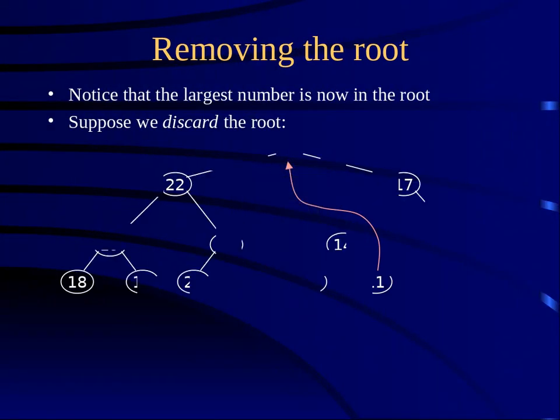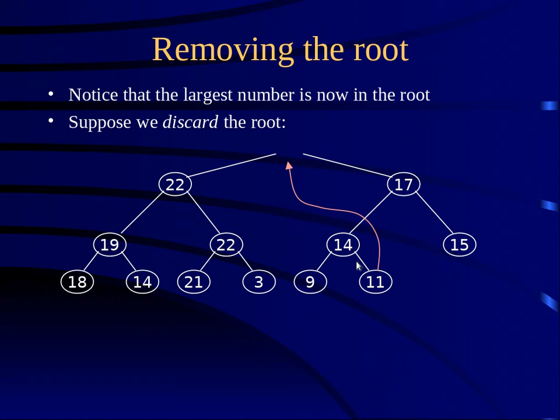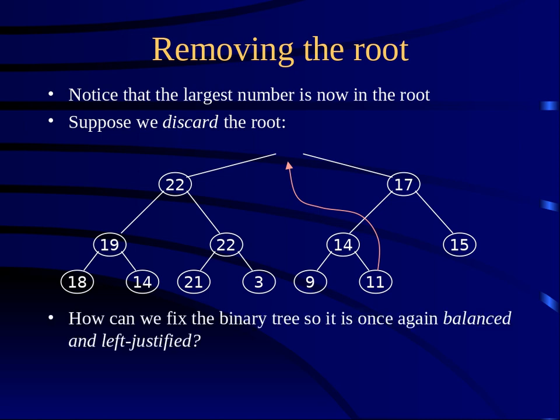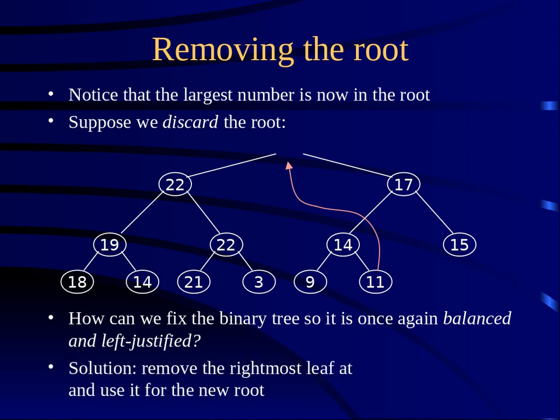All right, so in this one, we had the example. We're going to remove whatever the root was and then move the 11. Why are we moving the 11 up there? Because it's the last one, and what does that maintain about our heap? Balanced and left justified. How can we fix the binary tree so it's once again balanced and left justified? We remove the rightmost. You already gave us the arrow. There we go.